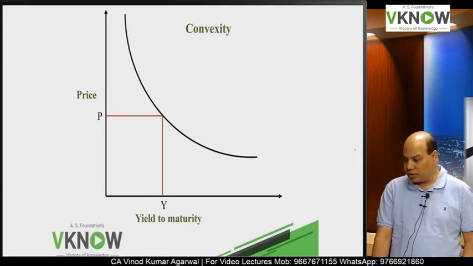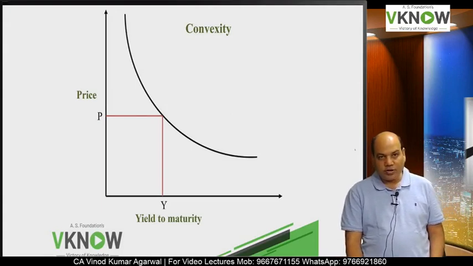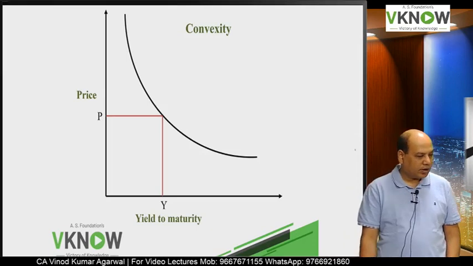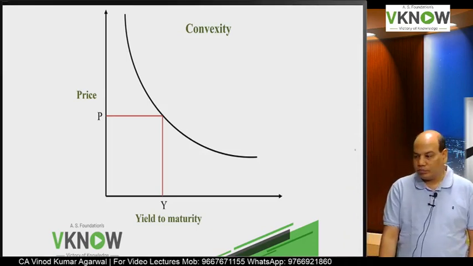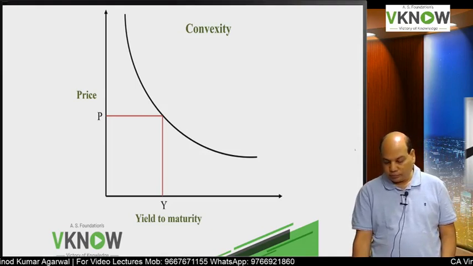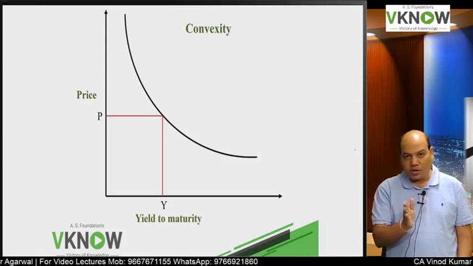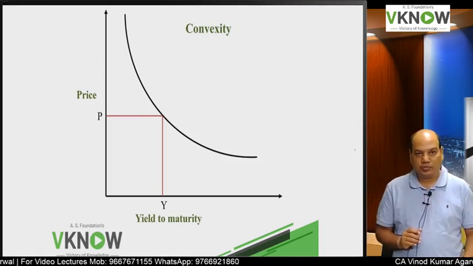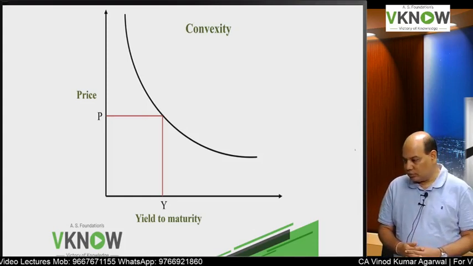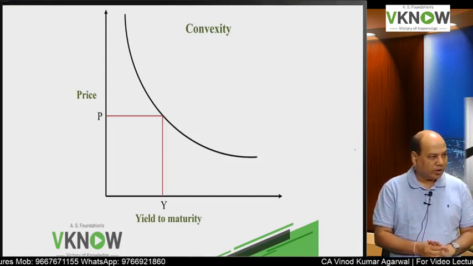So draw this diagram now. On the x-axis write yield to maturity. On the y-axis write down price, and draw this curve. This curve shows the relationship between bond price and yield to maturity. So draw this much first. Keep your calculator, pen, pencil, eraser, everything ready.